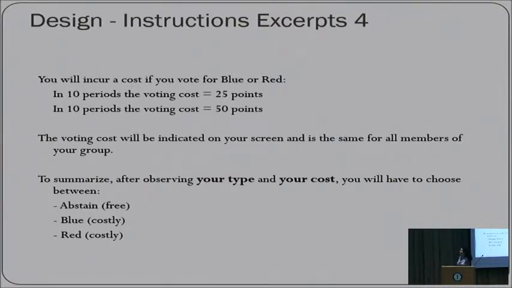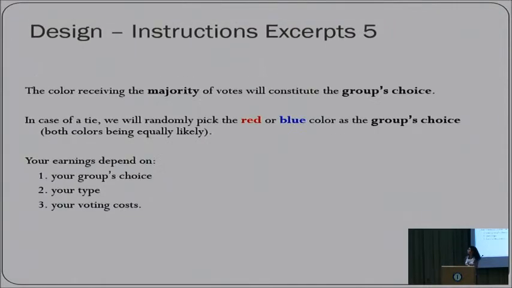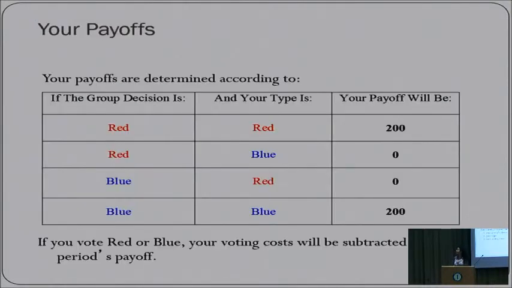The voting cost will be indicated on your screen and is the same for all members of your group. To summarize, after observing your type and your cost, you will have to choose between abstain, which is free, blue, which is costly, or red, which is costly. The color receiving the majority of votes will constitute the group's choice. In case of a tie, we will randomly pick the red or blue color as the group's choice, both colors being equally likely. So your earnings will depend on your group's choice, your type, and your voting cost.